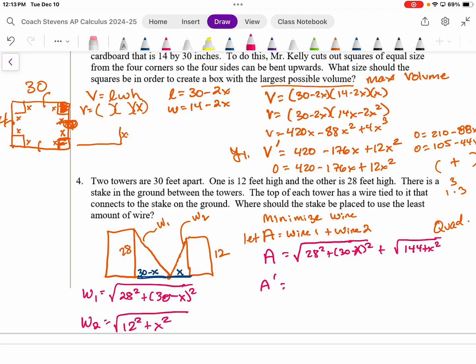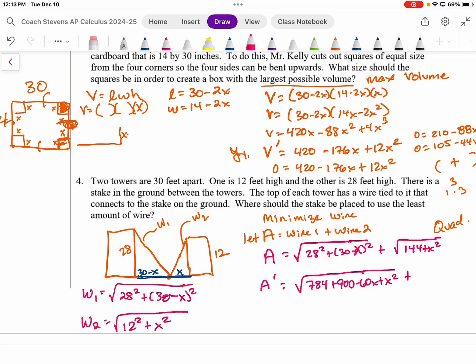I think I did it on my paper here. 28 squared, I believe, is 784. So we have 784 plus 30 times 30 is 900. And then we have a minus 60x and then plus an x squared.